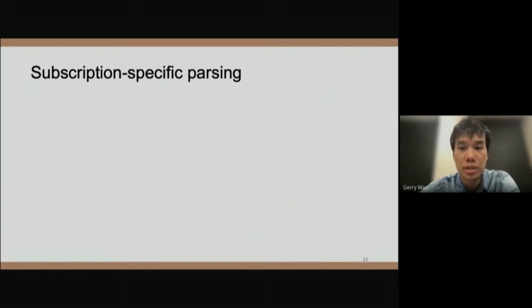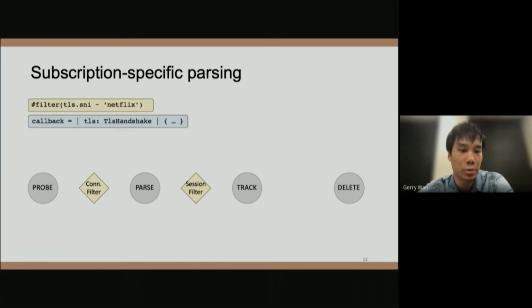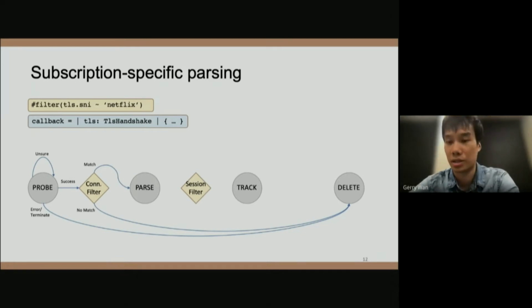So Retina uses a subscription-specific state machine where the framework automatically derives state transitions according to the filter and the subscribed data type. So as an example, let's take a subscription for TLS handshakes where the server name matches Netflix. In this scenario, Retina first performs stateless probing of incoming packets for TLS protocol messages, and then applies the connection filter to drop non-TLS connections.